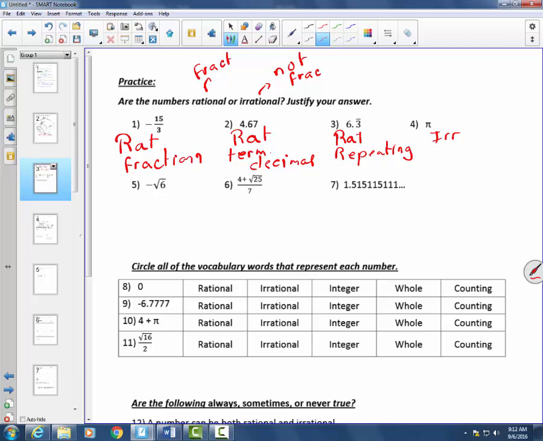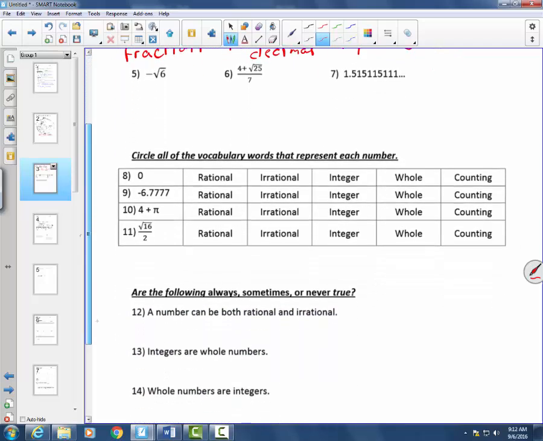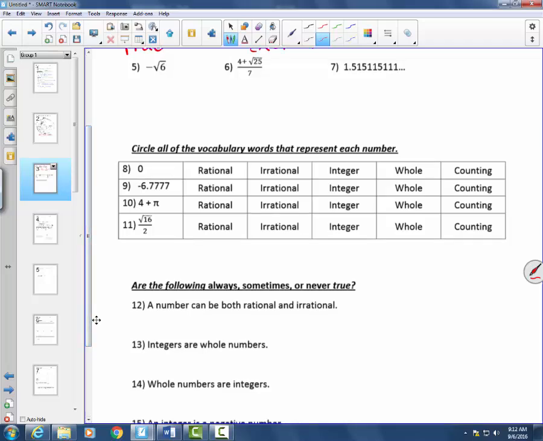All right, and we're going to do the other ones together. We'll talk about those. Next group, circle all of the vocabulary words that represent each number. So, first thing you have to decide is it rational or irrational, right? This is either or. You can't have both of those. So 0 is a rational number. If it's rational, then you have to decide what other categories it fits into. 0 is an integer. 0 is a whole number. 0 is not a counting number. You do not count to 0.